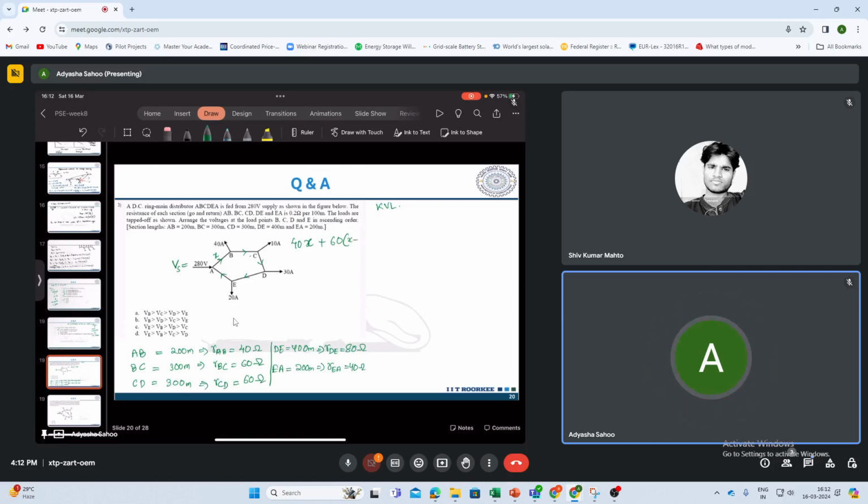X minus 40, right? The remaining. Similarly, CD again has 60, so another 10 will go. So X minus 50. Then next is DE. DE is 80, so again 30 will go. So it is X minus 80. Then E is 40. X minus 100. That is equal to 0.